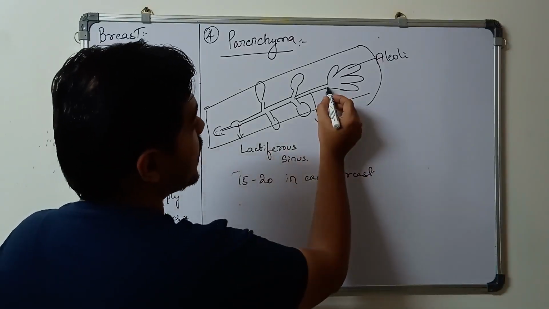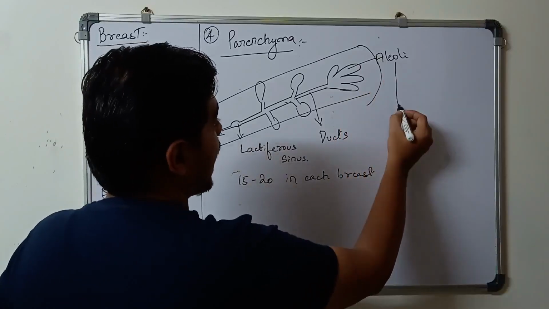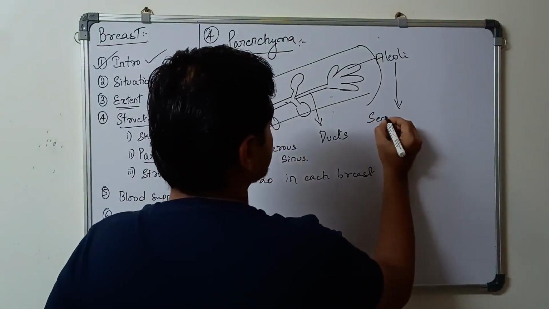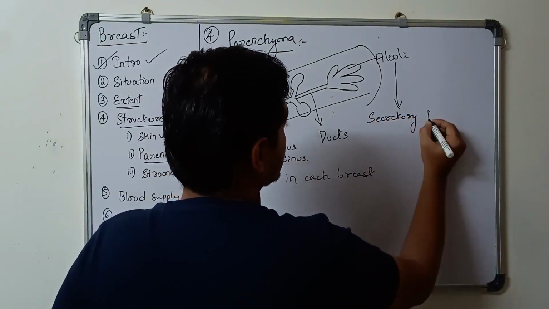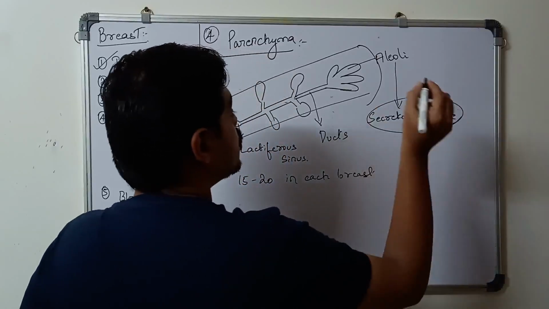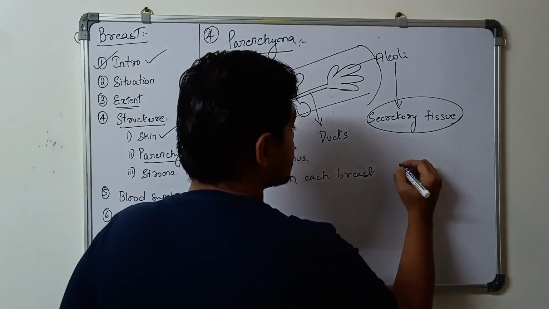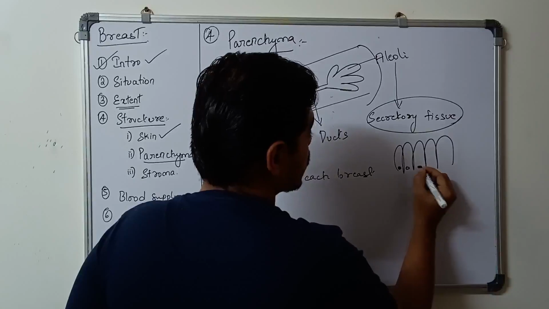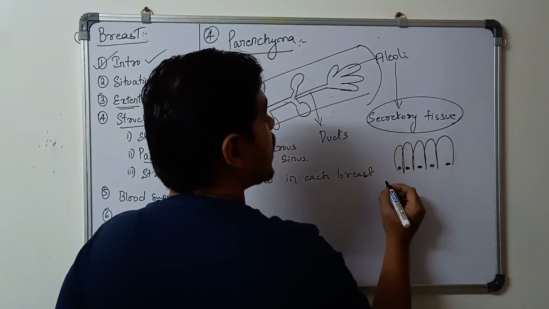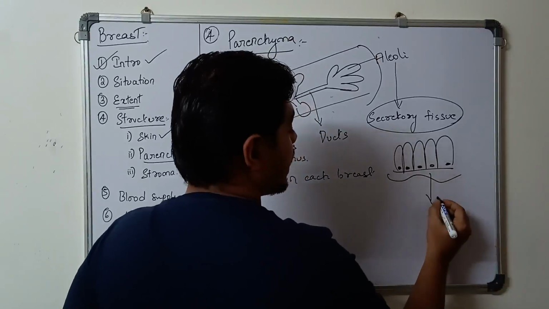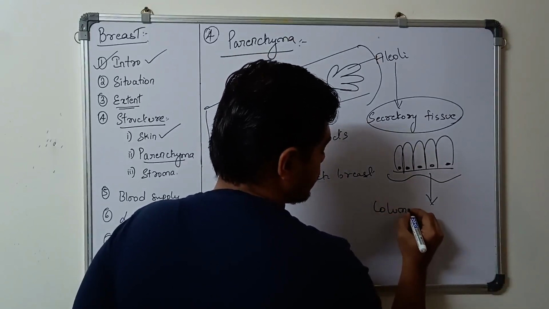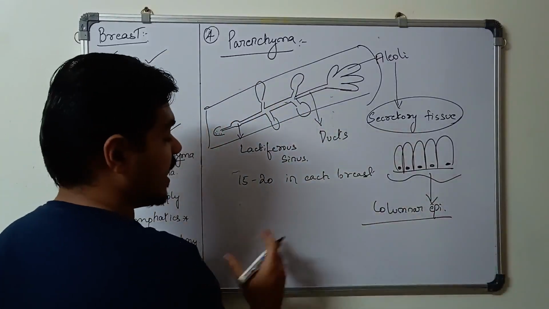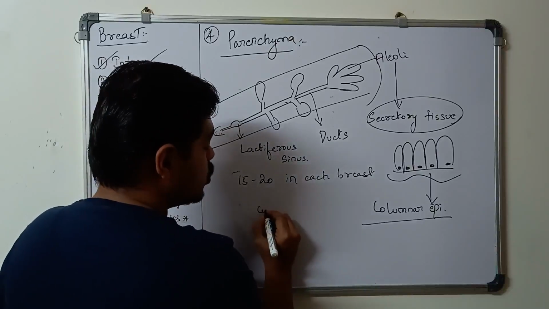Histologically, you need to know the lining of each of these. Now, coming to the alveoli, alveoli, as you all know, is a secretory tissue. Now, for any tissue to be secretory, it usually contains columnar epithelium. So you can say that the alveoli of lactating breast is lined by columnar epithelium, whereas a non-lactating breast, as in puberty, is covered by cuboidal epithelium.